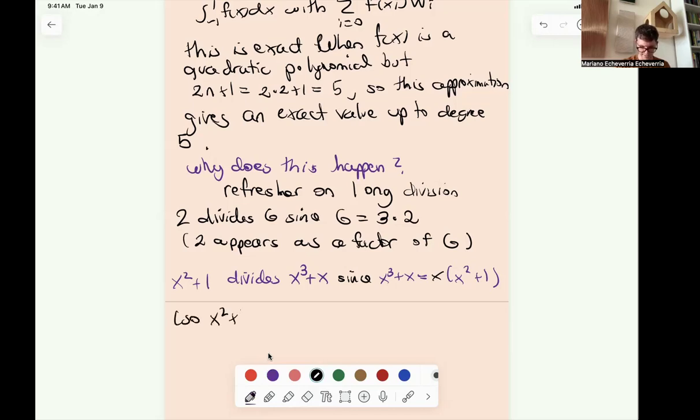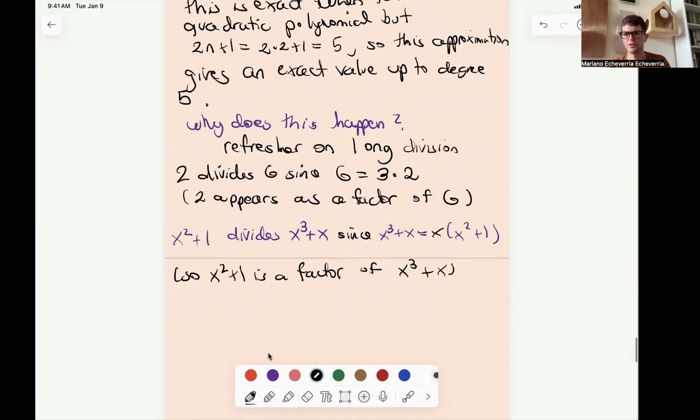So x squared plus 1 is a factor of x cubed plus x. And that's the whole point of factorization, right? When you learned about factorization of polynomials, it is a form of finding the polynomials that divide it. The factors are the polynomials that divide the bigger polynomial.